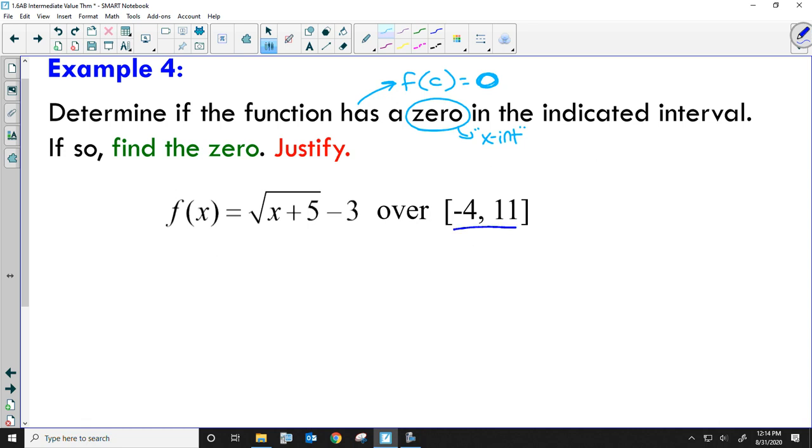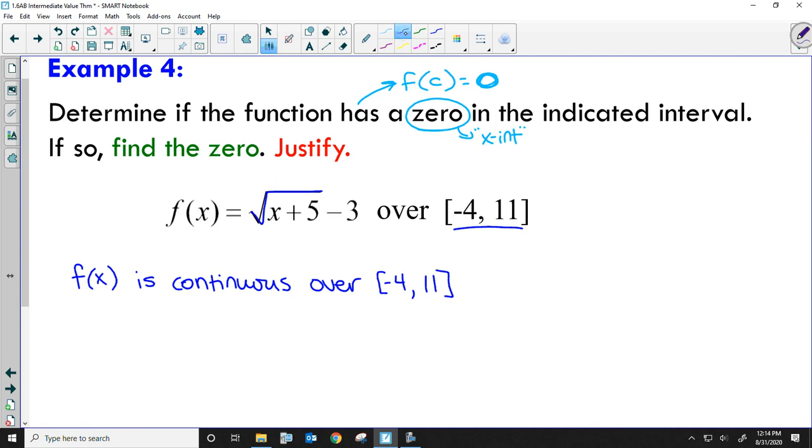So here's your interval, -4 to 11. Is this square root function continuous over that interval? It is. It's not continuous everywhere, right? The endpoint at -5, and then everywhere to the left of that, it's not continuous. But over the interval, it sure is. And we don't need to do any kind of continuity proof because we know so much about what these graphs look like. I am going to specifically say the interval, though, to make sure that's still a true statement.